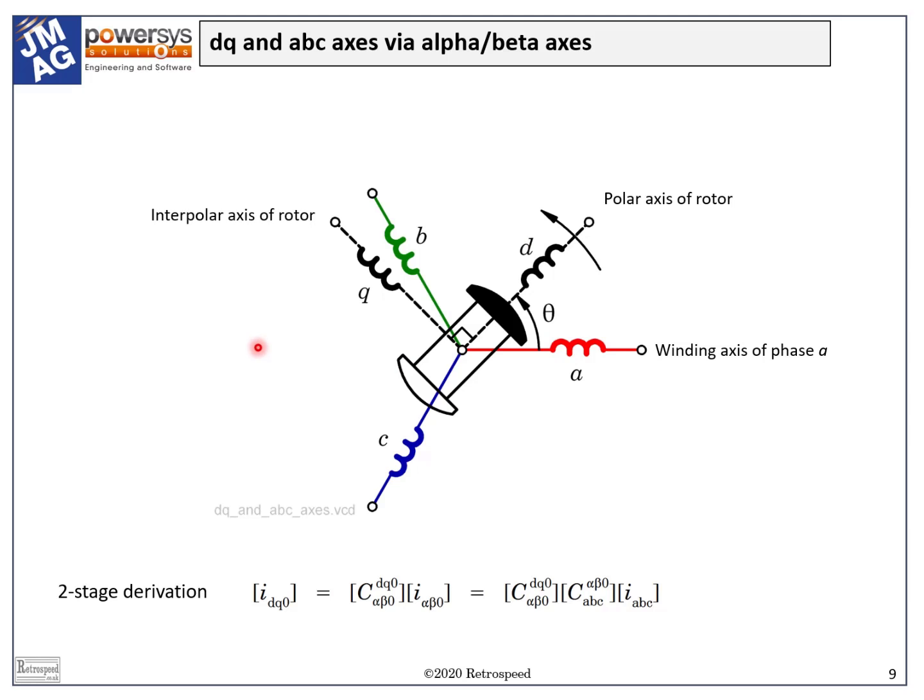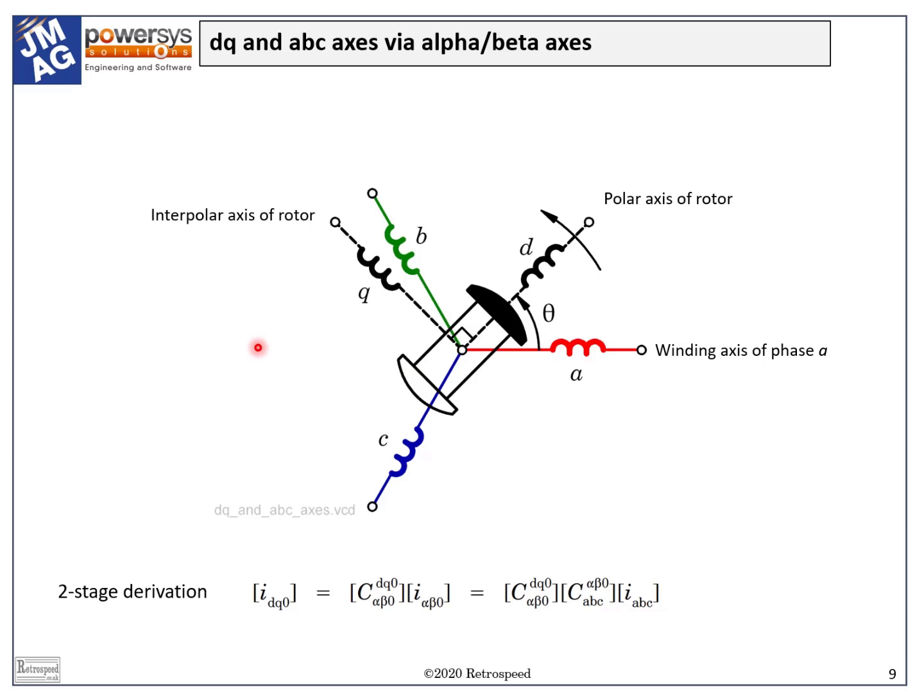In the space vector diagram, we started with a reference frame for the stator and one for the rotor, and transformed everything into one reference frame by means of the transformation e to the j beta, which we called a projection.